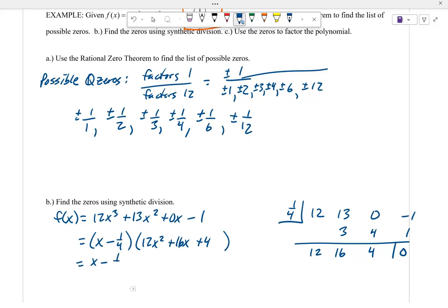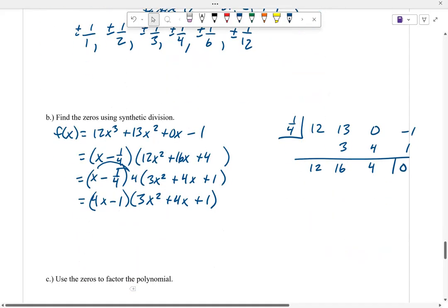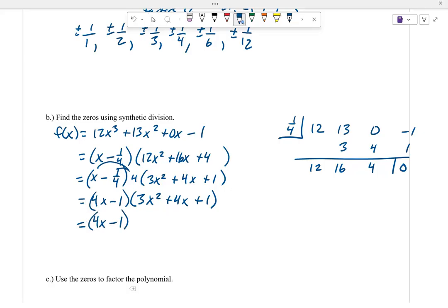12x squared plus 16x plus 4. Now notice on this that I can take a 4 out of each of those. And I'd have 3x squared plus 4x plus 1. That'll make life much easier. And in fact, what I'm going to do is distribute that 4x minus 1. See how that still gives me a 0 of 1/4? Okay, but I don't have a fraction in there anymore. But I've got a quadratic left. So here's 4x minus 1. That gives me the 1/4 0.